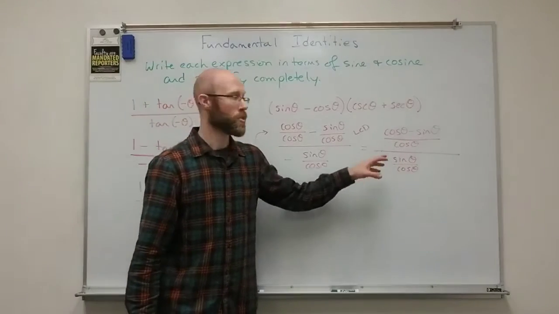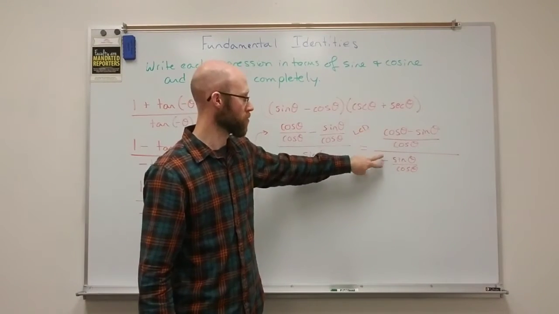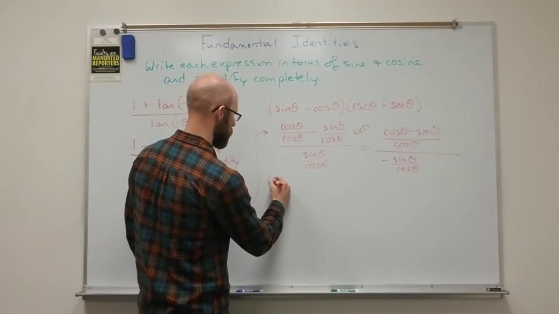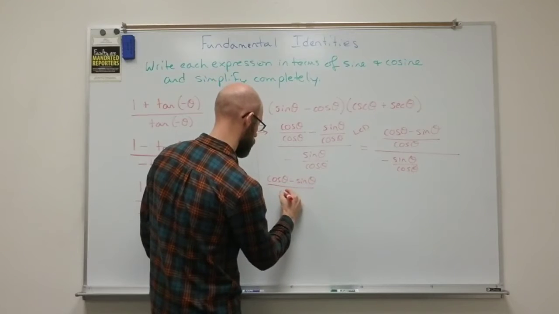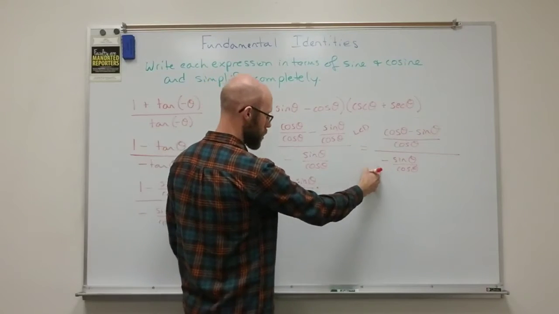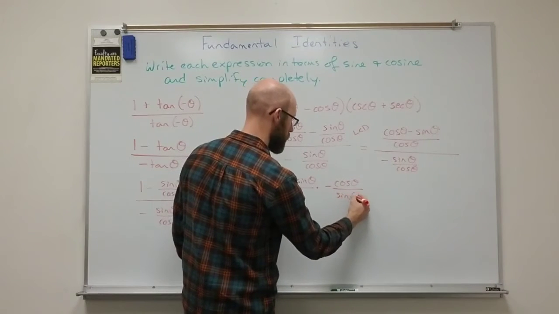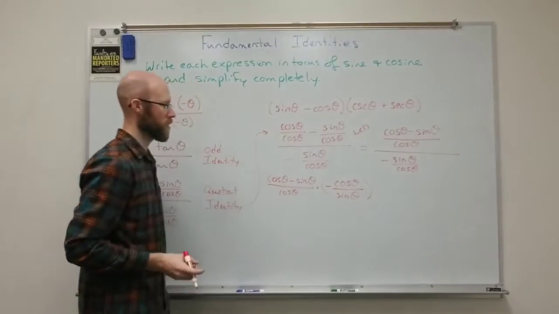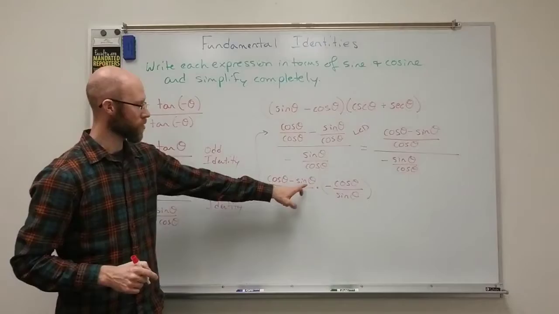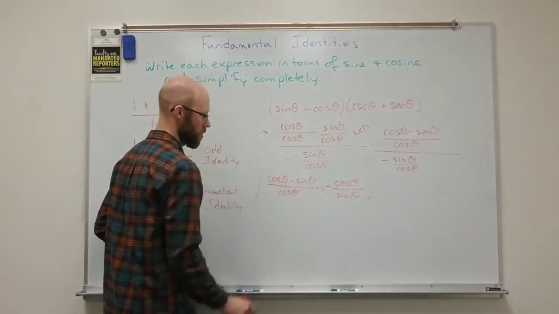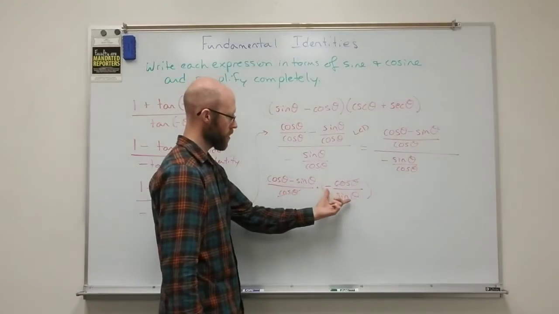Next thing I might do is multiply by the reciprocal, correct? So I've got a fraction over a fraction. Let's go cosine theta minus sine theta all over the cosine of theta, times the reciprocal of that, which is negative cosine theta all over the sine of theta. Technically, I should throw that in parentheses because of the negative in there. It gets a little confusing what's going on. I can cancel the cosines. That's kind of nice.